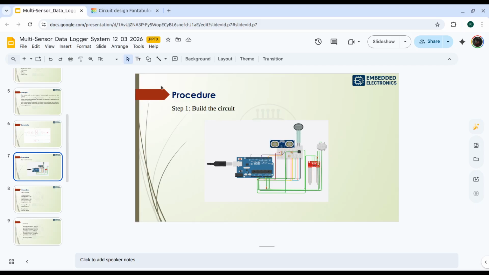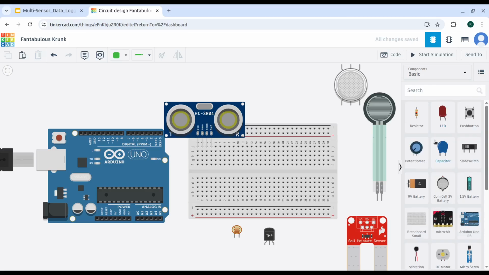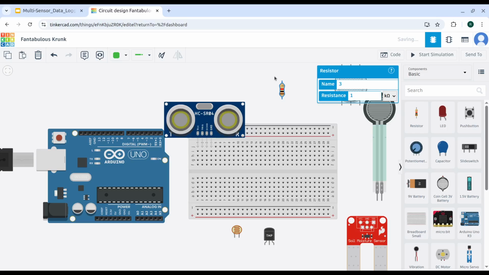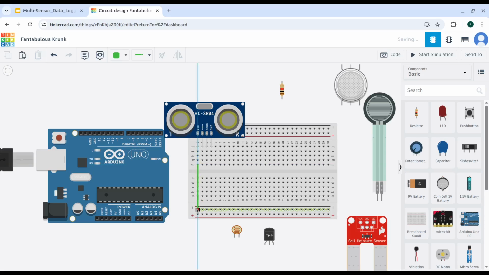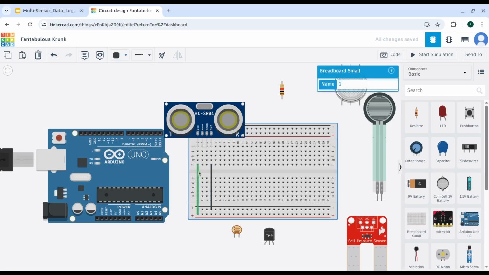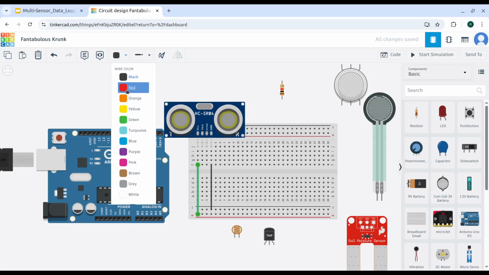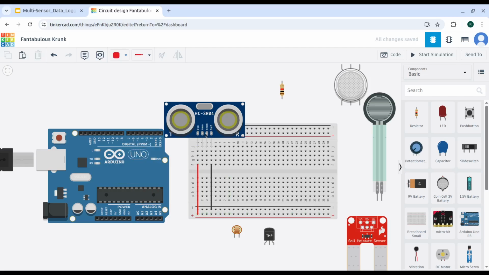the ultrasonic sensor first, only this much, right? And we need 3 resistors. We'll take them from this. Okay, so now we need to do the connection of the ultrasonic sensor. The first pin is VCC, right? Here we connect this to the positive rail, and the ground pin I am connecting to the negative rail of the breadboard.